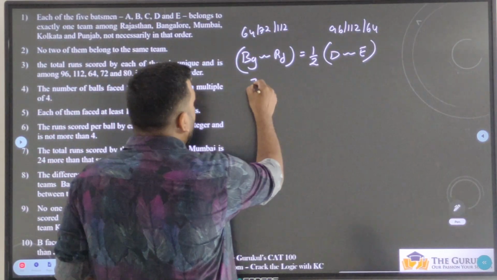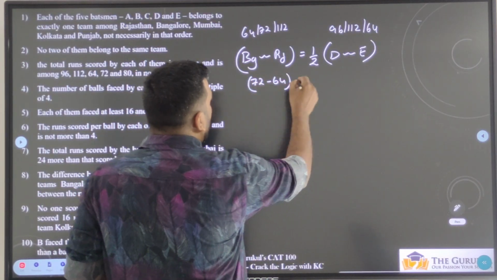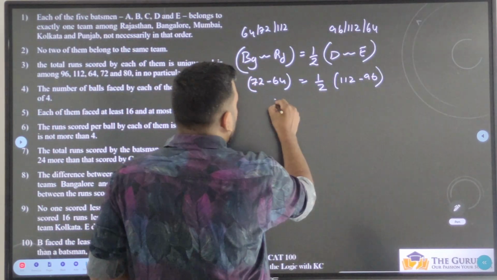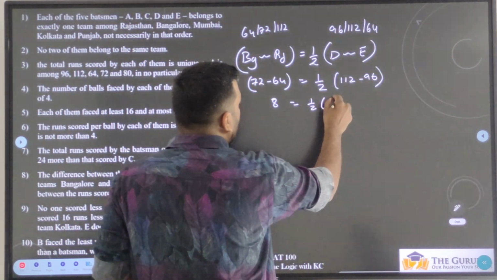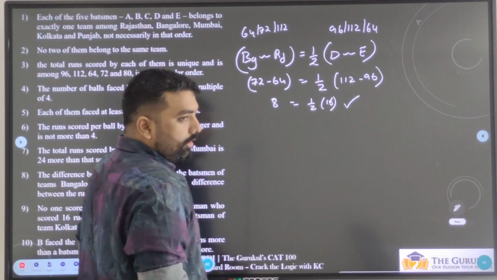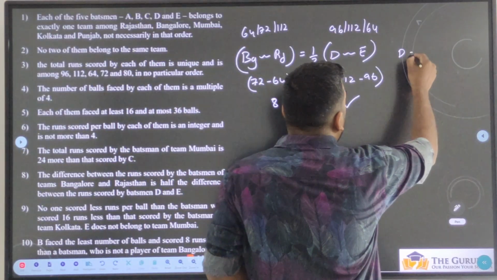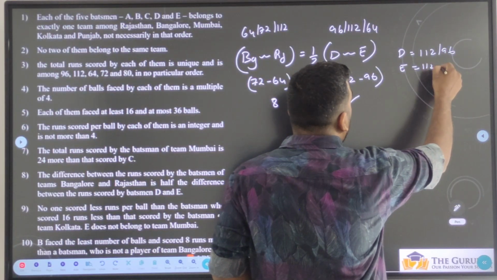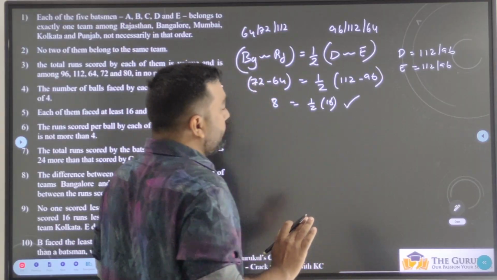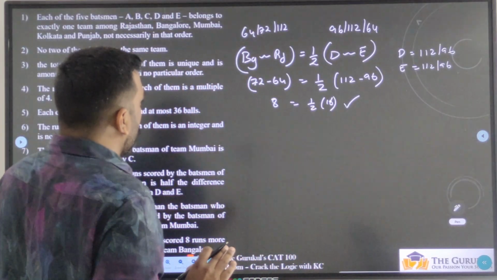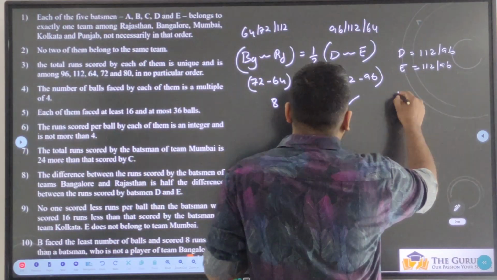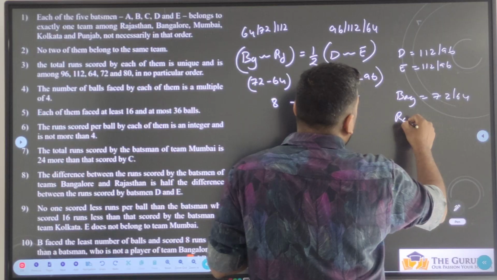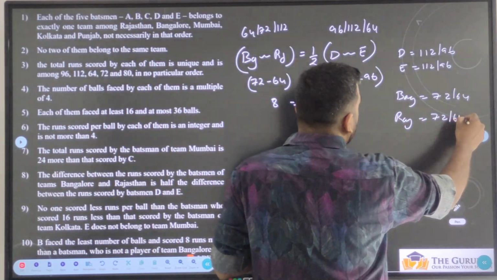If I take this, 72 minus 64 is equal to half of 112 minus 96, that is 8 equal to half of 16. Perfect, this is working out. But I don't know D is 112 or 96 or E is 112 or 96. We don't know any information about that. The same way, I don't know Bangalore is 72 or 64 or Rajasthan is 72 or 64.